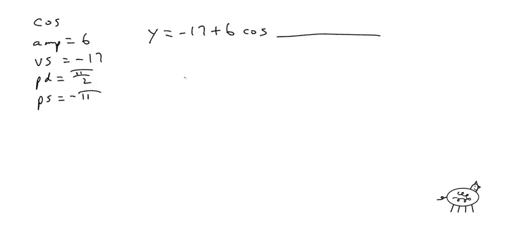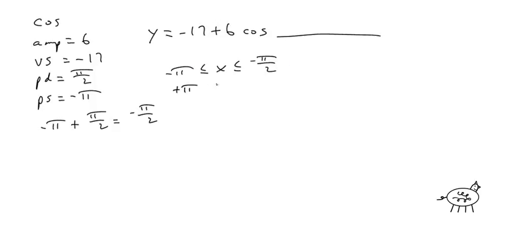Okay, so first thing we're going to do is the left side is negative pi, less than or equal to x, less than or equal to, right, it's negative pi plus the period. That gives you the other side, so it's negative pi over 2. Okay, our first step is to get that left side equal to 0. So I'm going to add pi to all sides. I get 0 less than or equal to x plus pi, less than or equal to pi over 2.